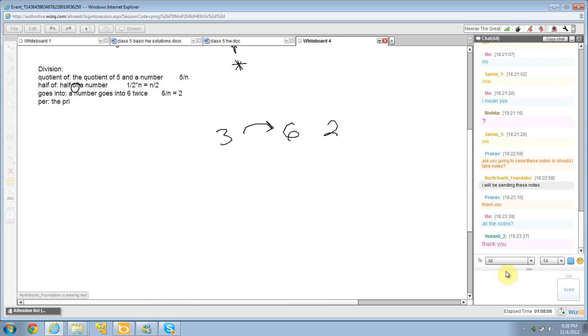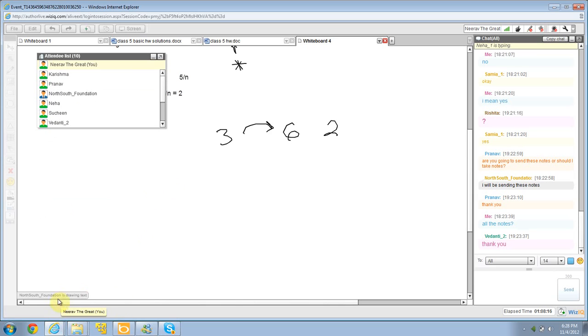So per, the price is $8, oops, per 50. So what that means is 8 divided by 50. Remember percent is per 100, so we did something per 100, so something divided by 100. Okay.